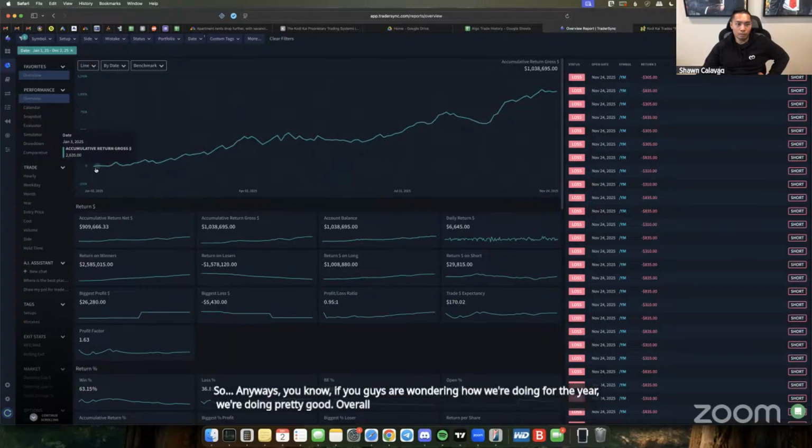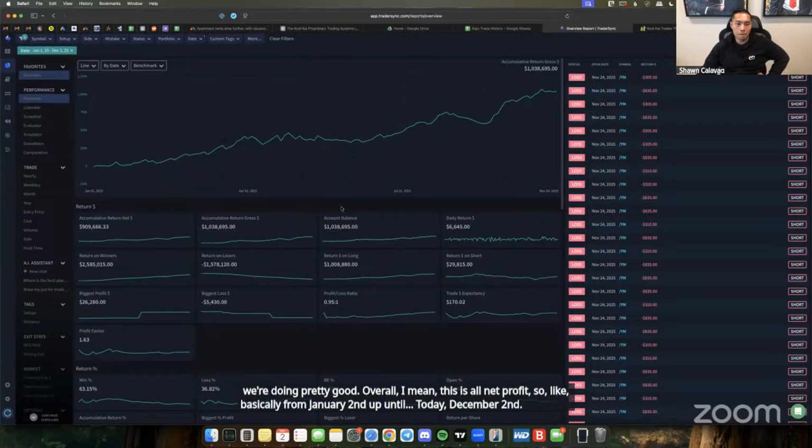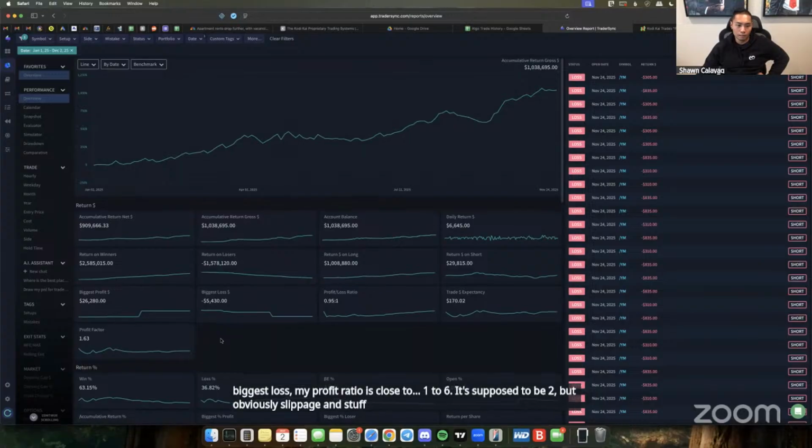I mean, this is all net profit, so basically from January 2nd up until today, December 2nd, pretty good. Net profit, gross profit, winners, losers, biggest profit, biggest loss. My profit ratio is close to 1 to 1.6. It's supposed to be 2, but obviously slippage and stuff like that will cause it.